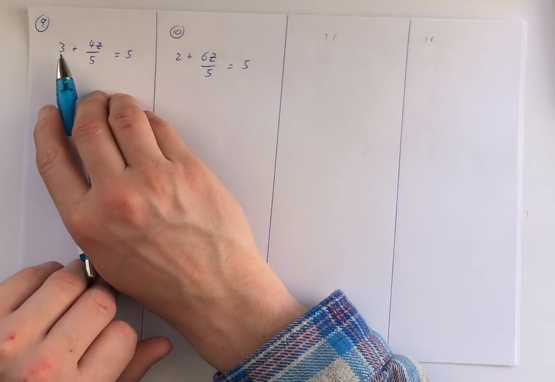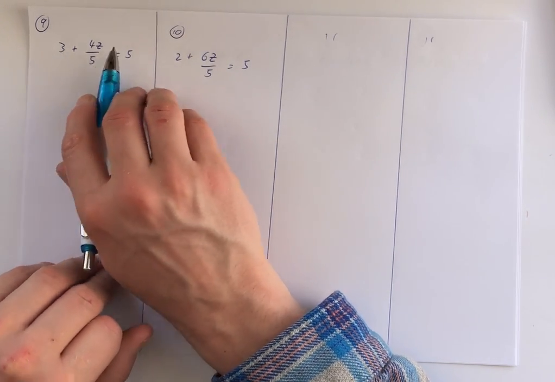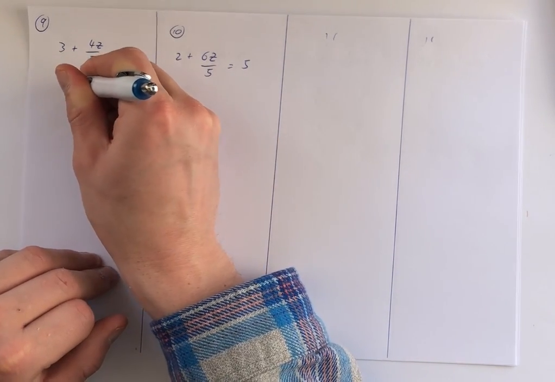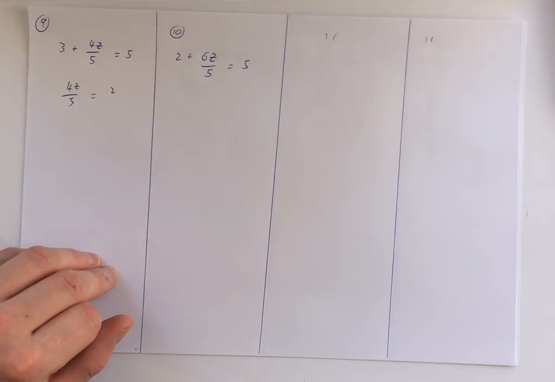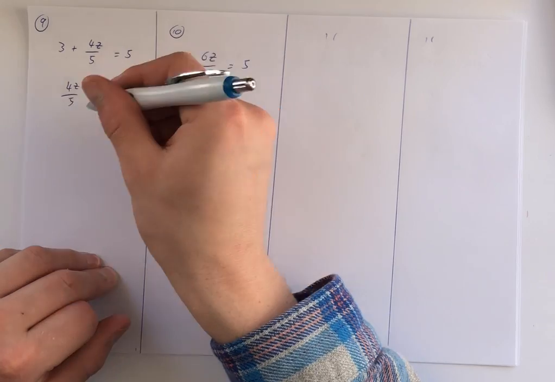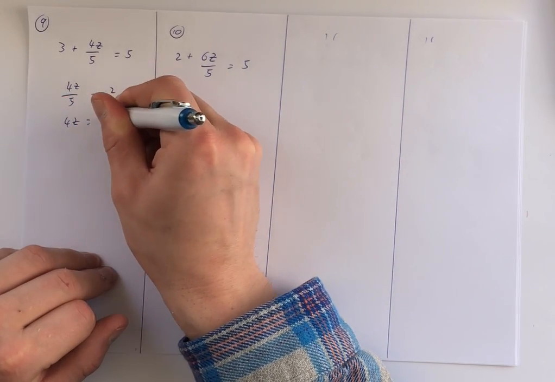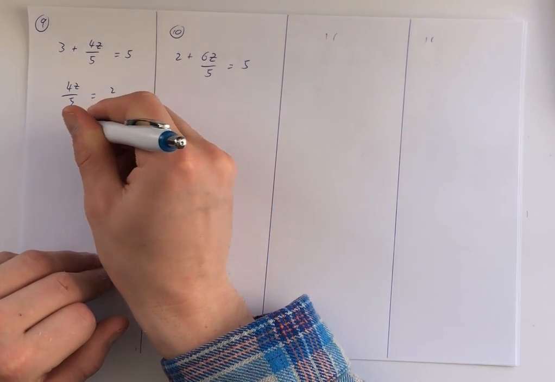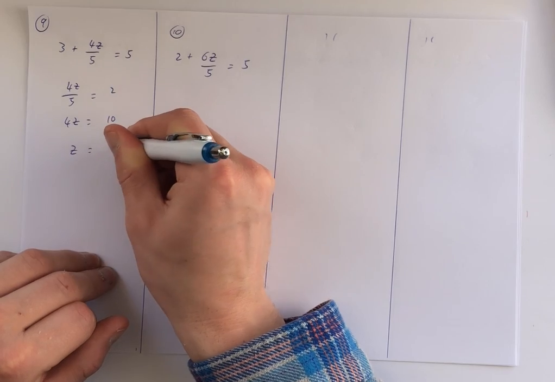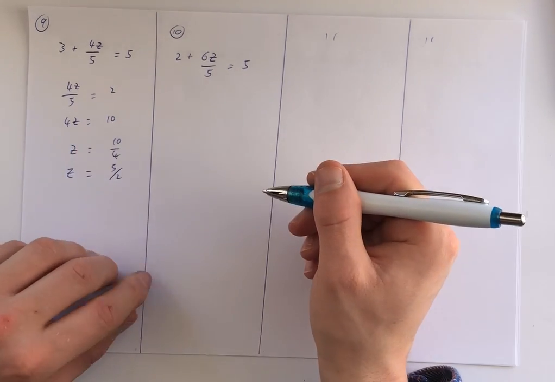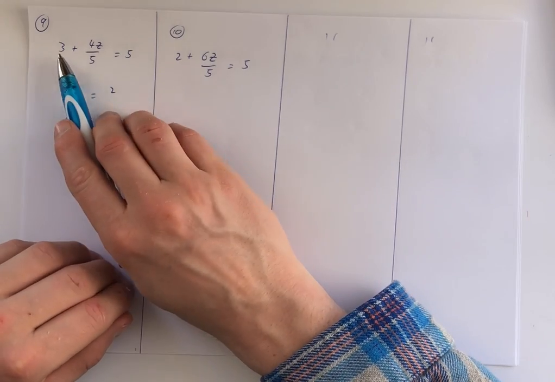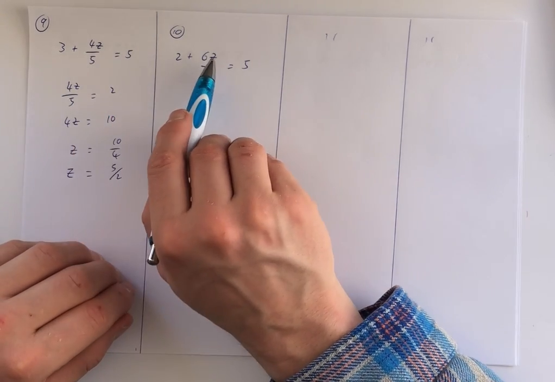The first way is I'm going to subtract 3 off both sides of this equation. So that 4z over 5 is equal to 2. Now I'm going to multiply by 5. So that 4z is 10. I'm going to divide by 4. So that z is 10 over 4 or 5 over 2 once you simplify. Okay, so this one was I subtracted first, then I multiplied.